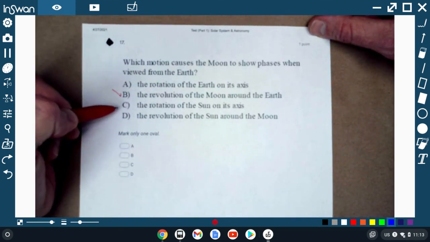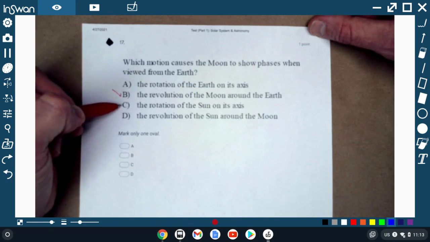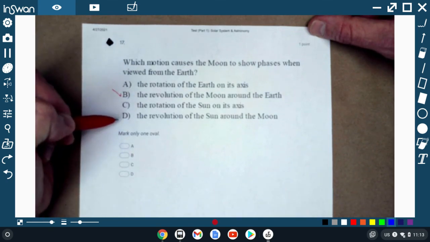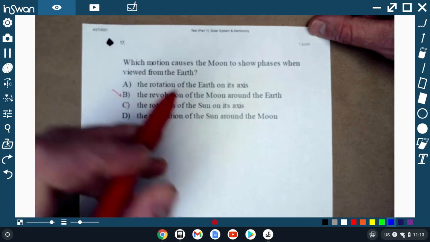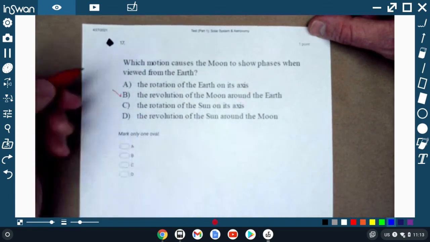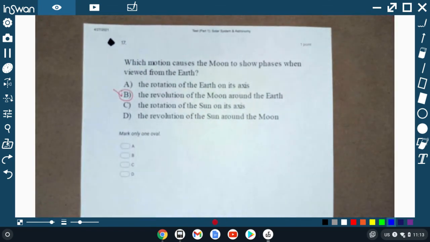The rotation of the sun on its axis, that's going to have nothing to do with the moon phases. The revolution of the sun around the moon, well, we all know the sun does not go around the moon. So B is our best option for 17.